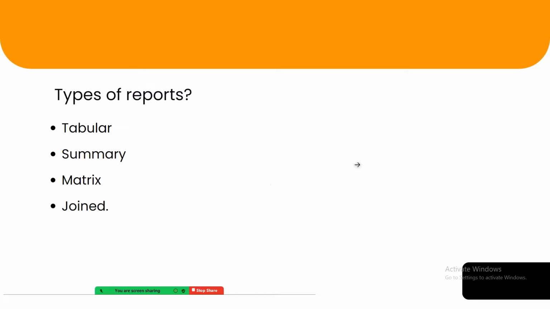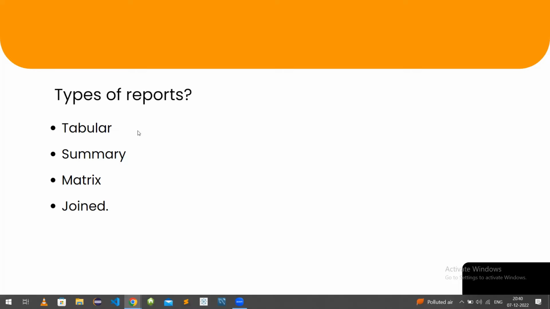And what is a summary report? In a summary report, we can group data in the form of rows. And what is a matrix report? In a matrix report, we can group data in both ways, in the form of rows and columns.